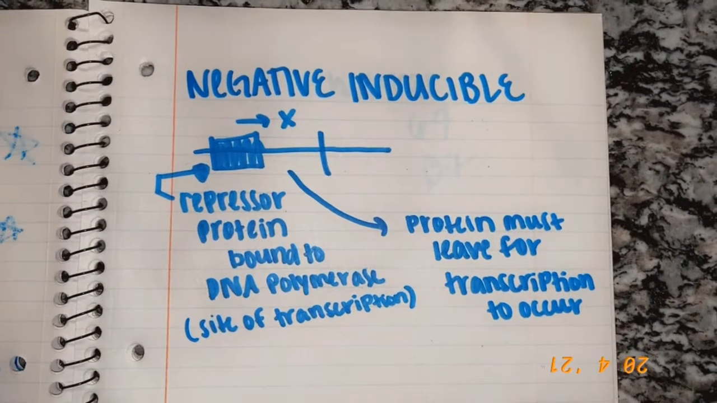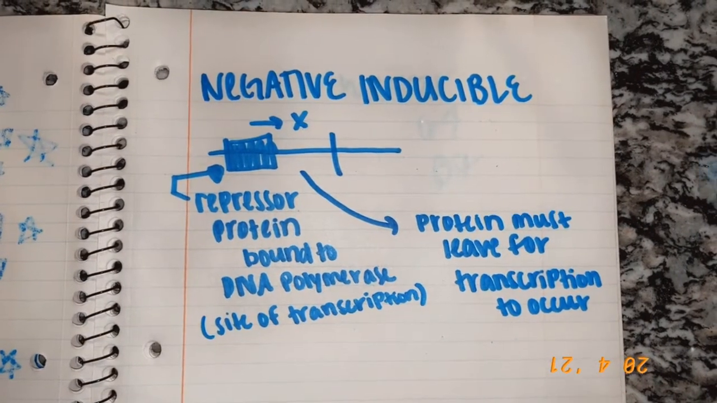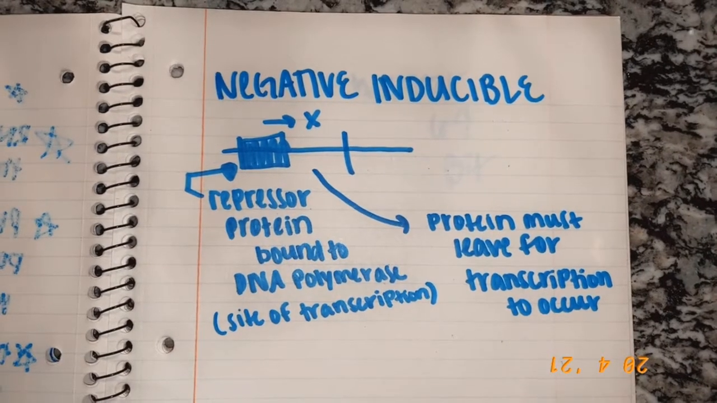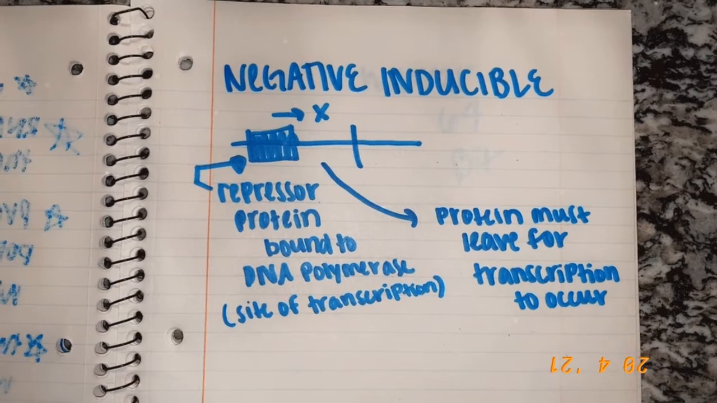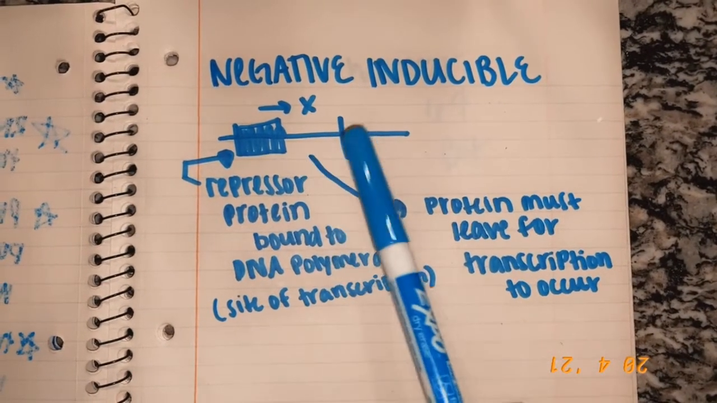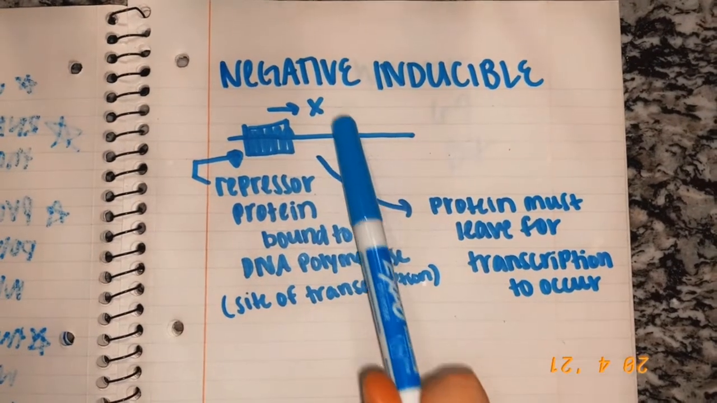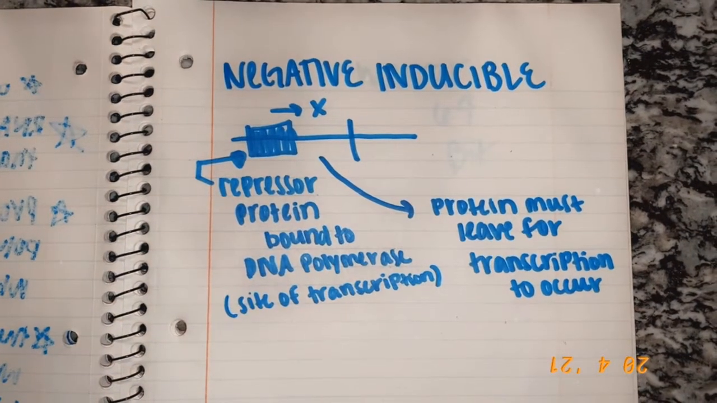Now we're going to be looking at the negative inducible mode of prokaryotic transcription. Negative means that transcription is going to be blocked by a repressor protein. Inducible means that transcription is turned on in the presence of a small molecule. As we can see, the repressor protein is bound to the DNA, which is the site of transcription. However, transcription is blocked, and the protein must leave for transcription to occur.